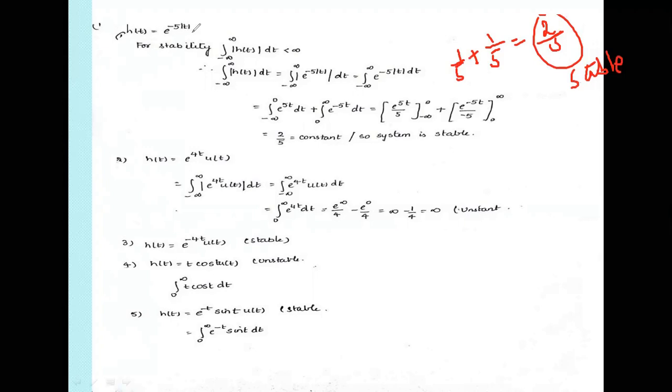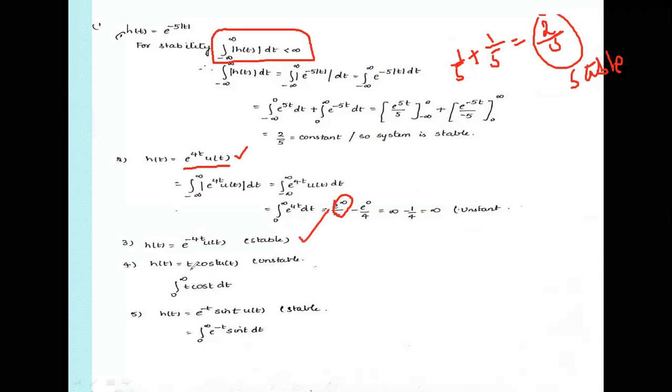The given h of t is equal to e power minus 5t. The system is stable or not, you can find. Use this formula to find the stability: the integral of h of t dt is less than infinity. The same with the function e power 4t into mu of t. Mu of t means change the limits to 0 to infinity of e power 4t. Upper limit is infinity, that becomes 0. Lower limit is 0, 1 minus 1 by 4 is a constant value. Definitely this is also a stable system only.